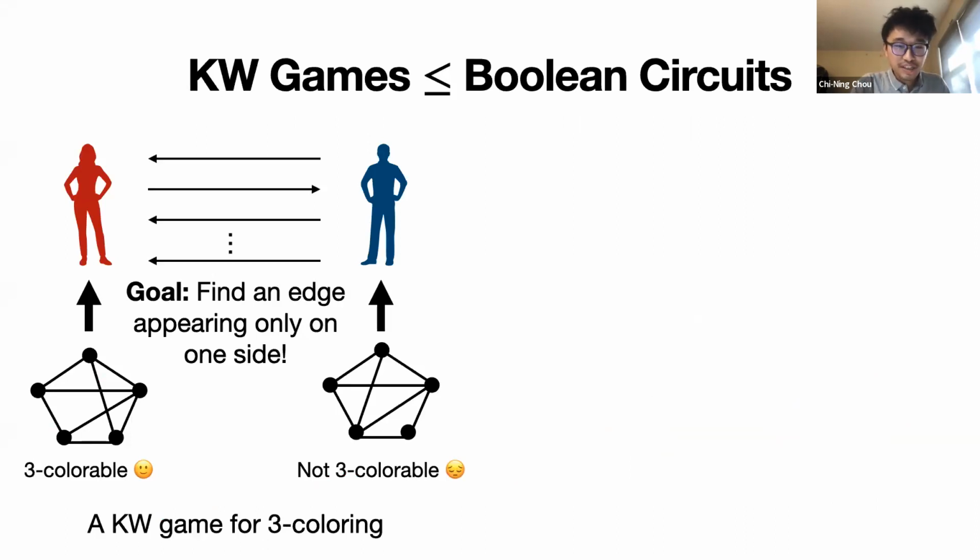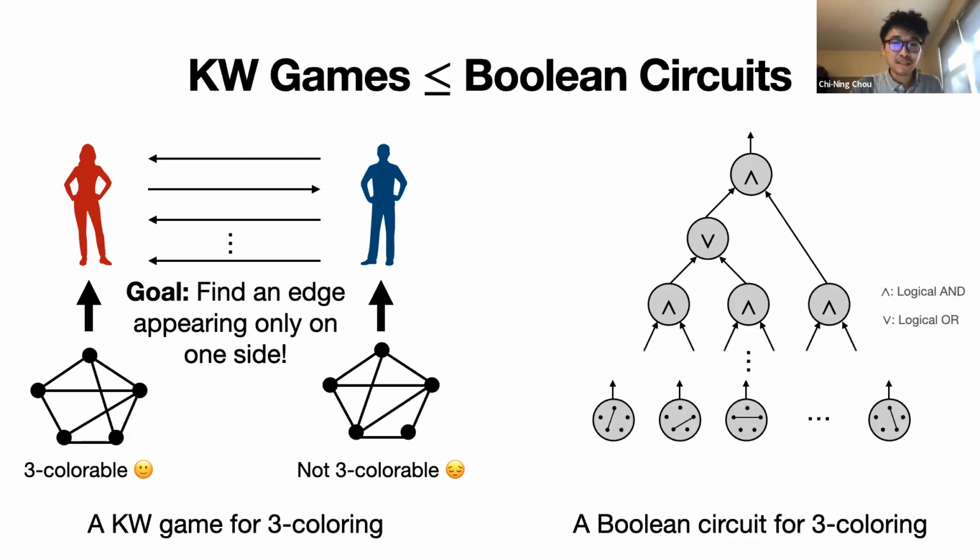And the beautiful thing here is that although this is a communication game, it can actually be reduced to some property of Boolean circuits in the following beautiful way. Suppose you have a Boolean circuit for solving this recoloring, in the sense that the input is the edges of a graph, and the output tells you 0 or 1 according to whether it is colorable. If you have this kind of circuit, then you can solve this communication game in the following way.